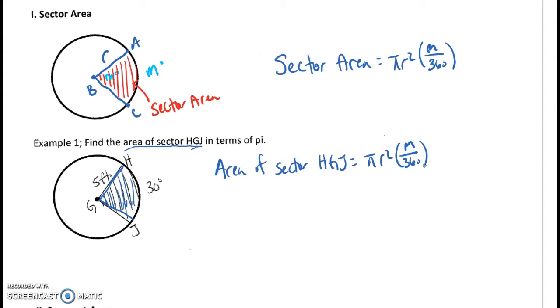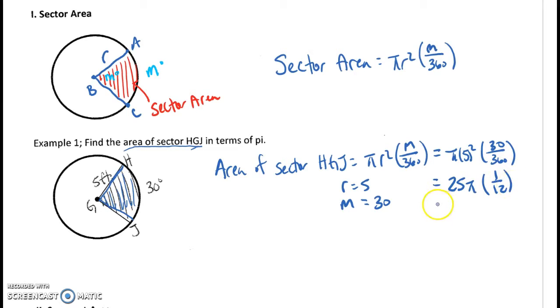Right? So here our radius is given to us. Our central angle measure, which is also the arc measure, is 30. Super simple, plug it all in, and let's see what we get. So this is going to be pi times 5 squared times 30 over 360. Now I want you to leave your answer in terms of pi, so you want to make sure you don't round your fraction. So you want to be careful with that. So we're going to get 25 pi times 30 over 360, which I could actually reduce down to 1/12. So then my final answer is going to be 25 over 12 pi.